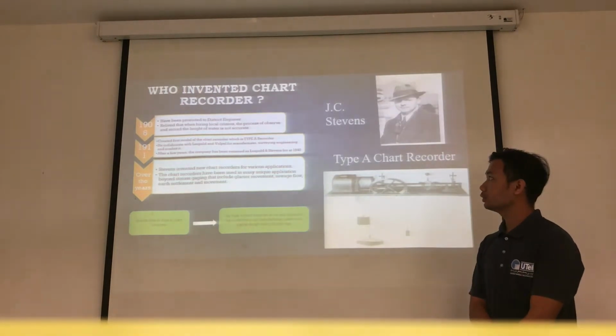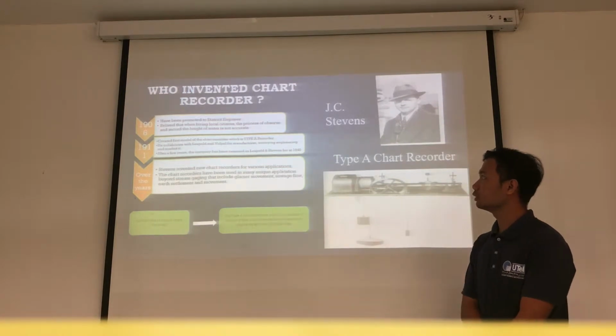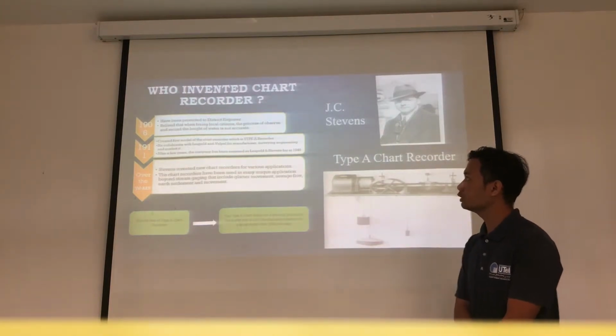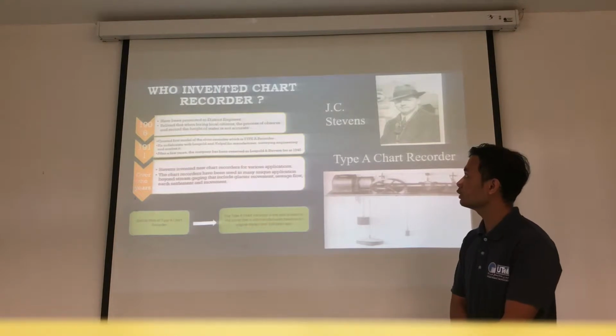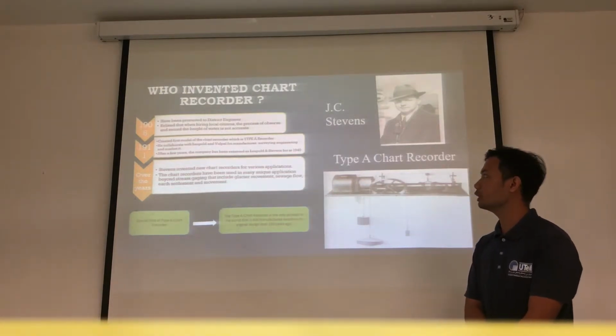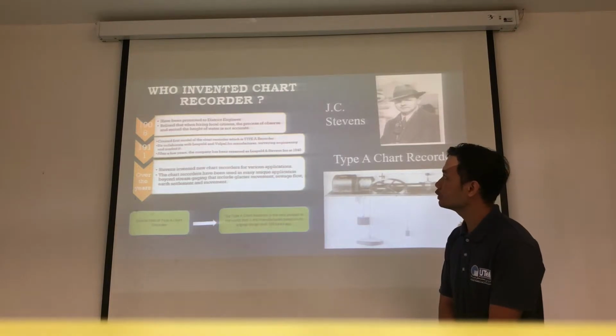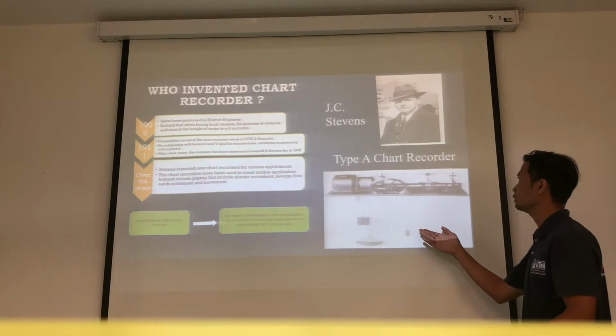Bismillahirrahmanirrahim. I will cover the history part. Who invented the chart recorder? Basically, we know J.C. Stevens is the first inventor. In 1906, he was promoted to district engineer. Then he realized that when hiring local citizens, the process of observing and recording the height of water was not accurate. In 1911, he created the first model of the chart recorder, which is the type A recorder. This is the type A chart recorder.